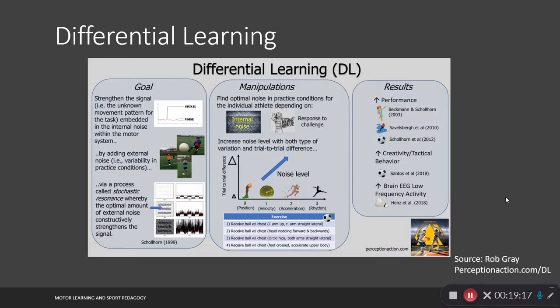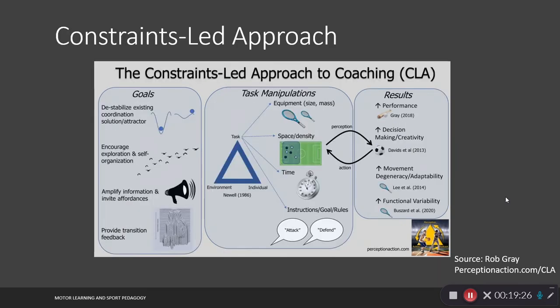You can just pause here. This is by Rob Gray from the Perception Action podcast. Really, really excellent work he does there. This summarizes differential learning. This summarizes the constraints-led approach. Again, pause or go to the link if you need more time to look at this.